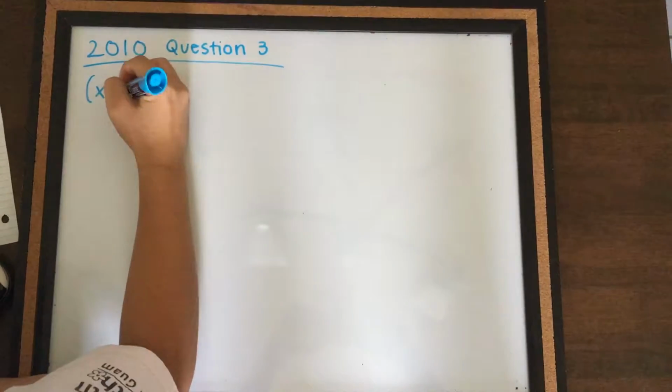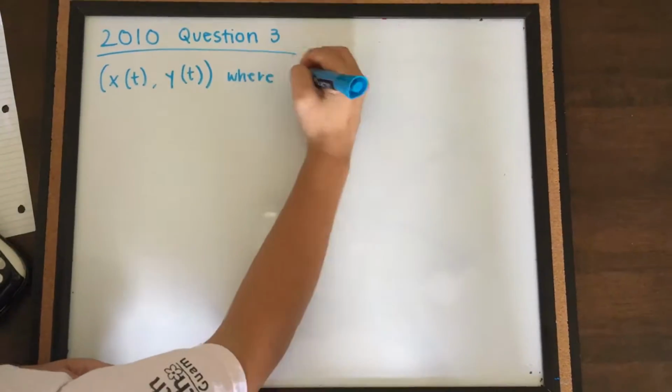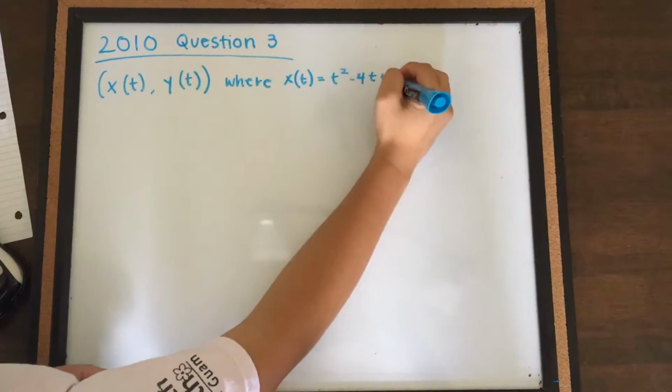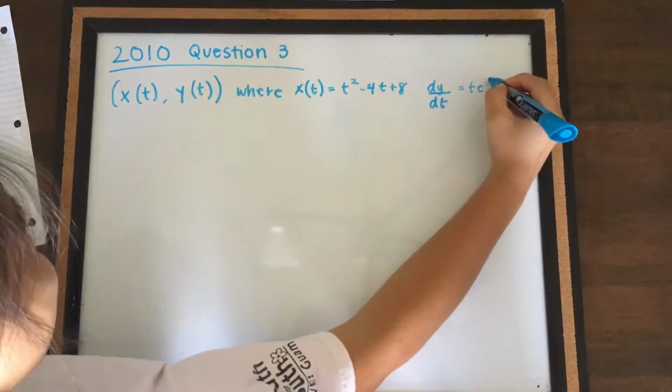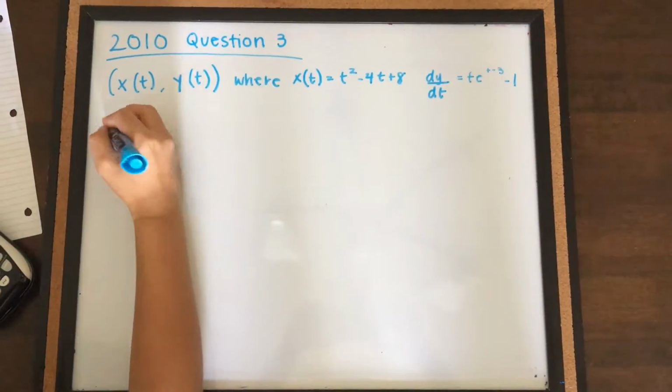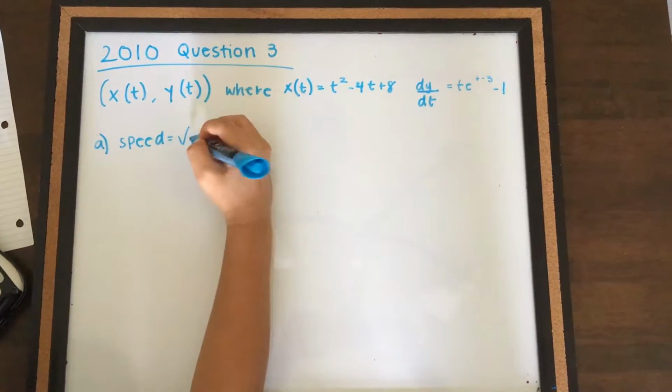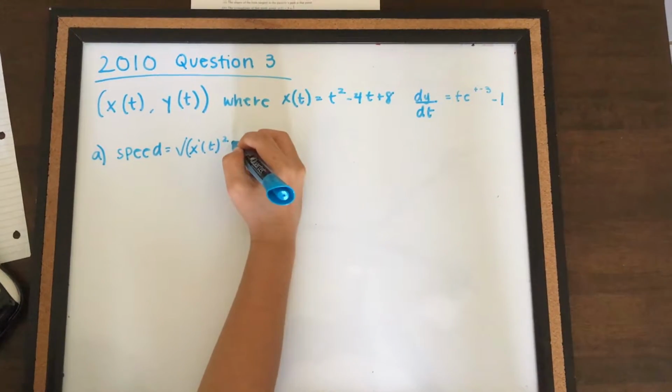Today we will be looking at question number 3 from the 2010 AP Calculus BC exam. This is a calculator allowed problem and it is parametrics. Part A asks us to find the speed at time equals 3 seconds.